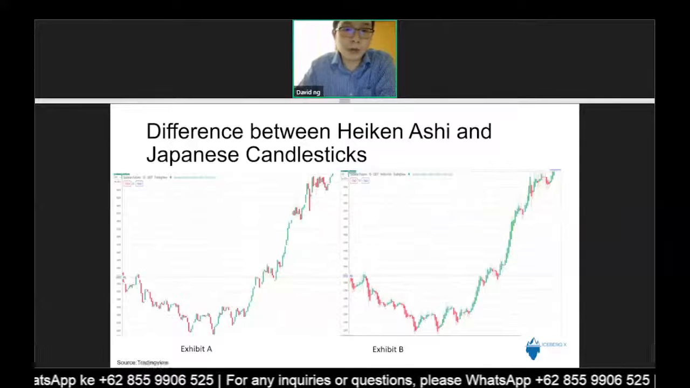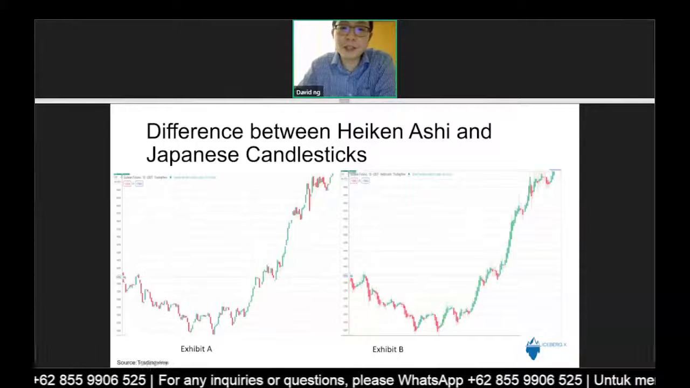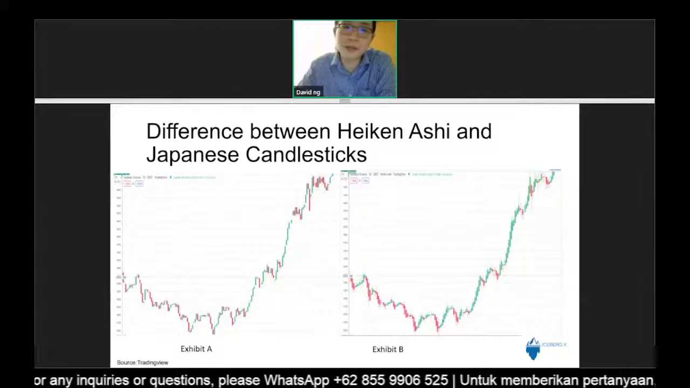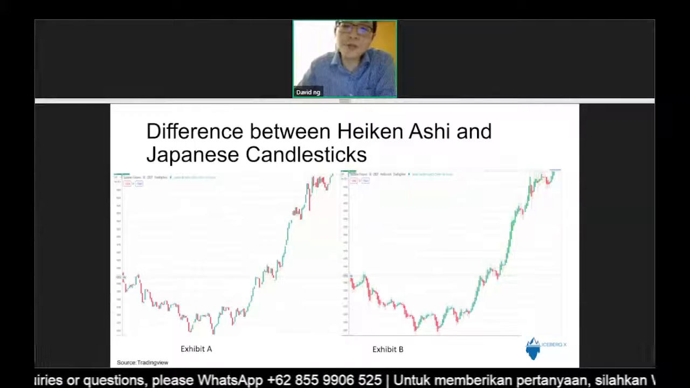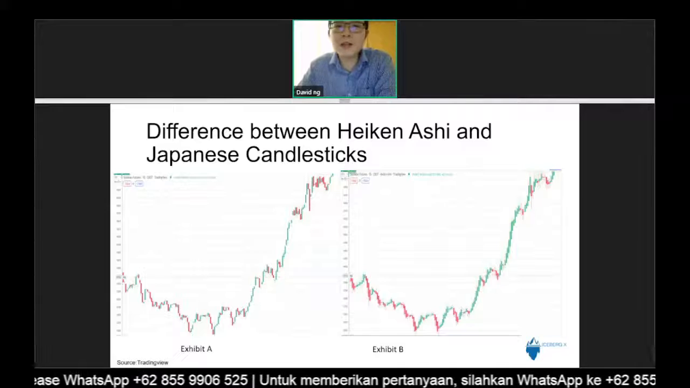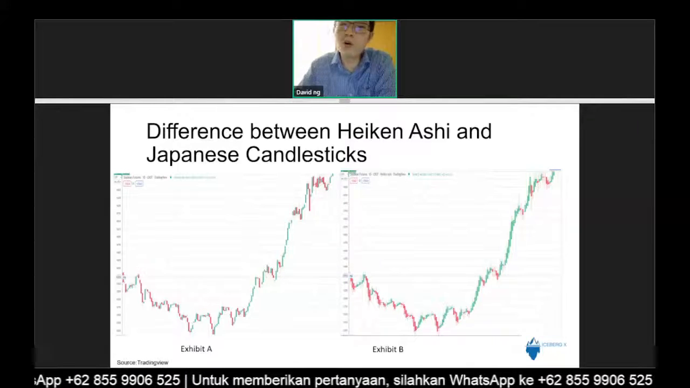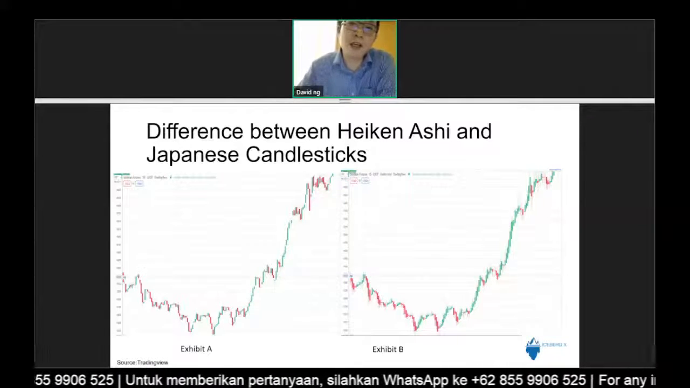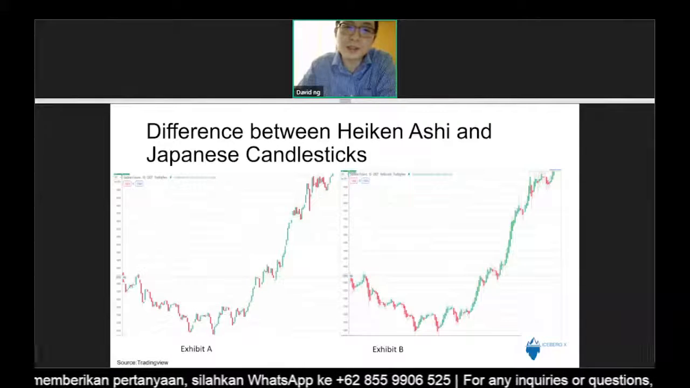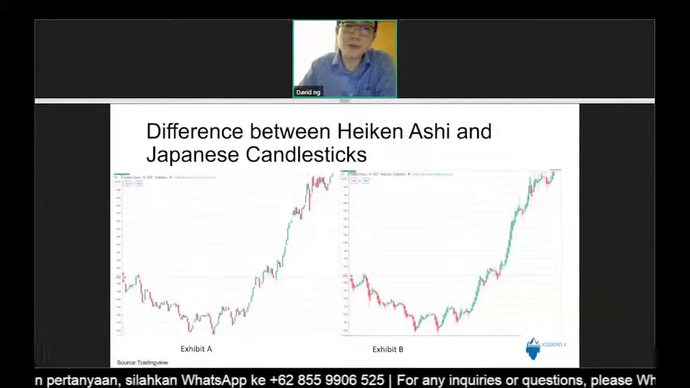Now, next, to identify buying and selling strategy, I always use Heiken Ashi. This is one part of Japanese candlesticks. The reason I use Heiken Ashi as compared to Japanese candlesticks is that with Japanese candlesticks, you need to know all the different types of patterns. You need to know the hanging man, there are over 100 patterns. It gets very tedious. With Heiken Ashi, you don't have to worry about that.